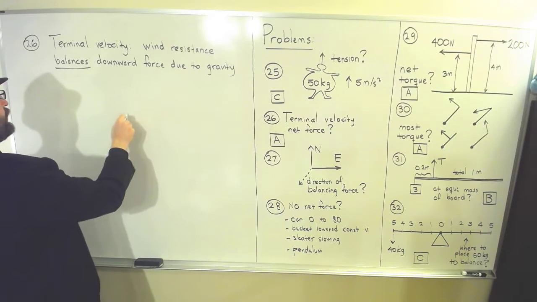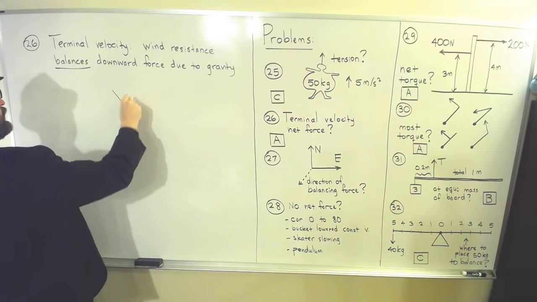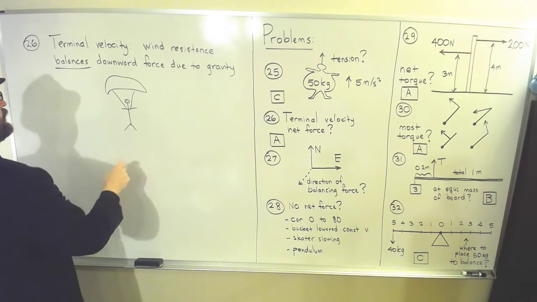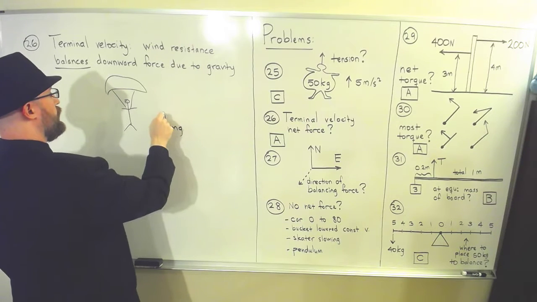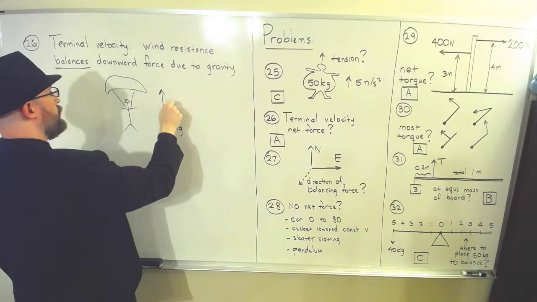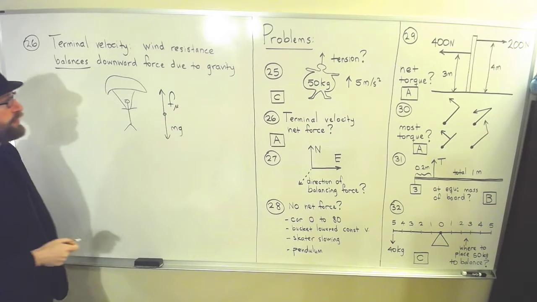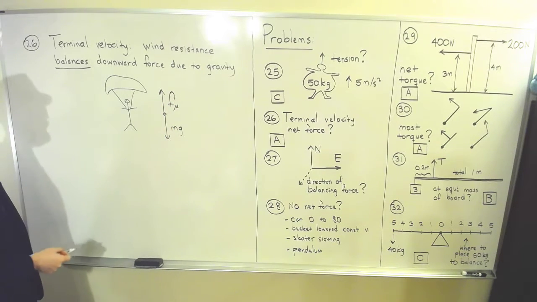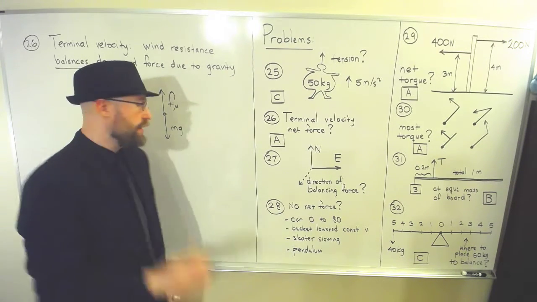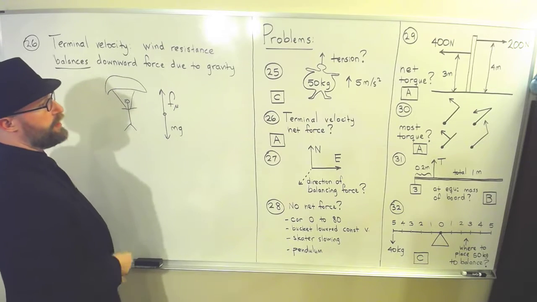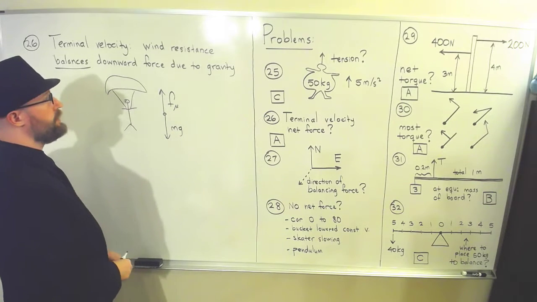So if you draw the picture, here's your little parachuter, and so you've got two forces. You've got mg, and then you've got wind resistance, which I could call the force due to friction, because it's one of those types of friction, drag, and they cancel. Now it doesn't mean he's not moving, it just means he's not accelerating. He's moving downward at a constant rate, and that's the terminal velocity.